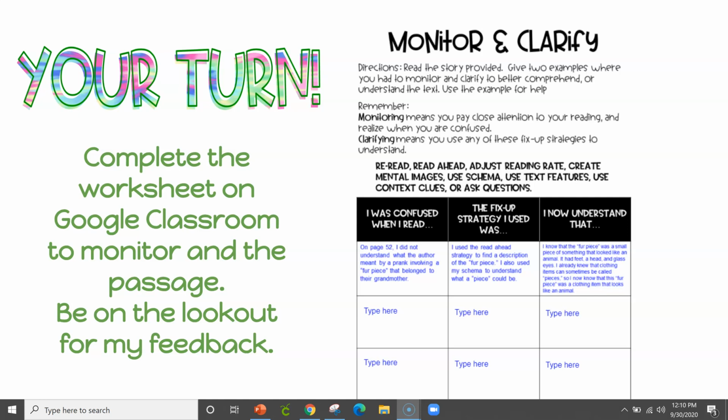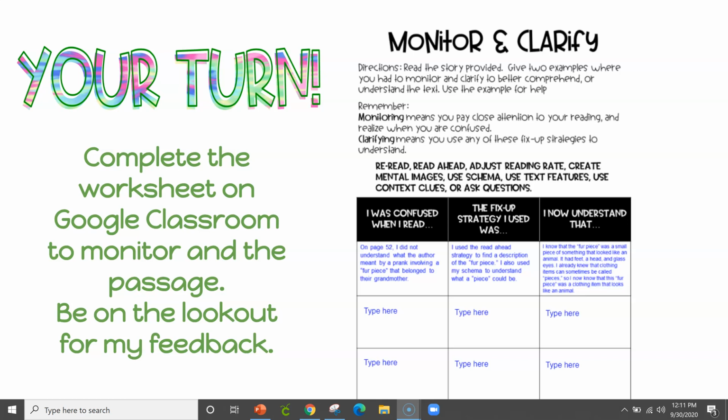Remember, monitoring means you pay close attention to your reading and realize when you are confused. Clarifying means you use any of these fix-up strategies to understand. These include reread, read ahead, adjust reading rate, create mental images, use schema or background knowledge, use text features, use context clues, or ask questions.